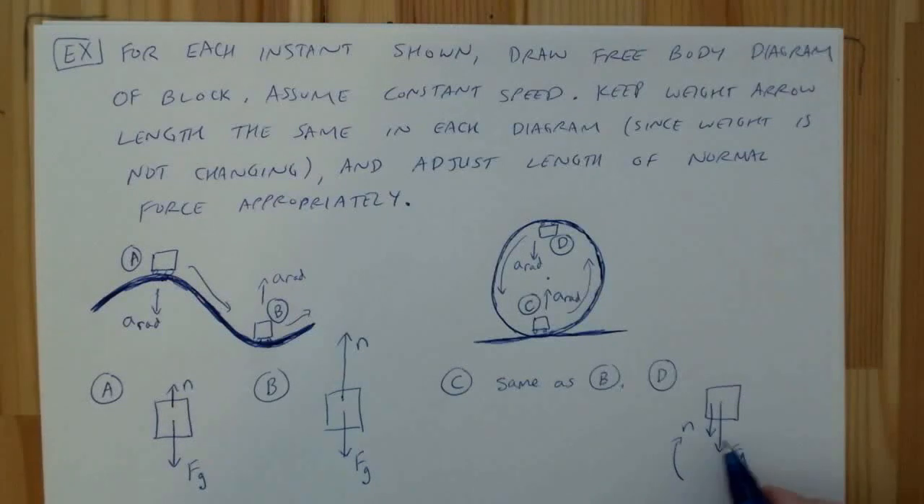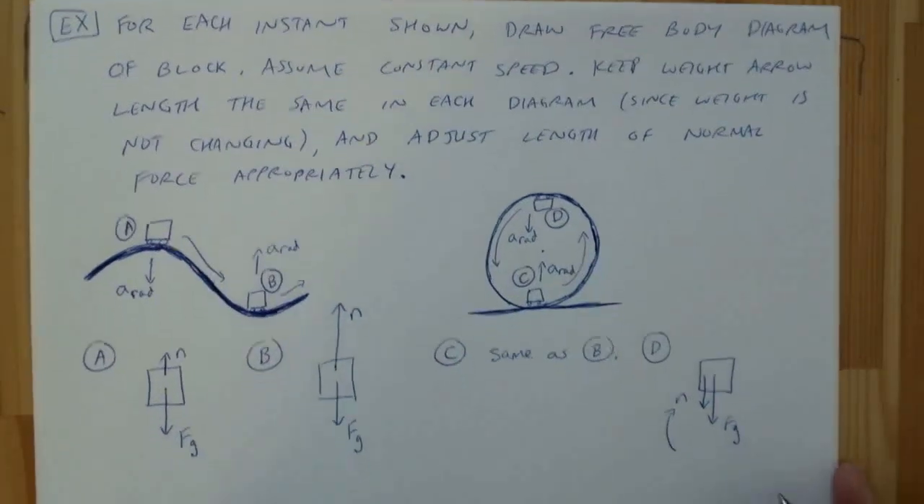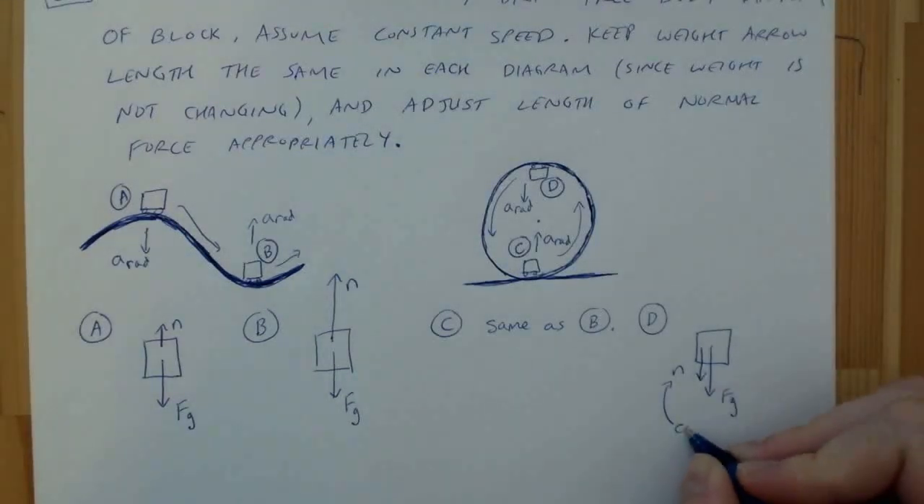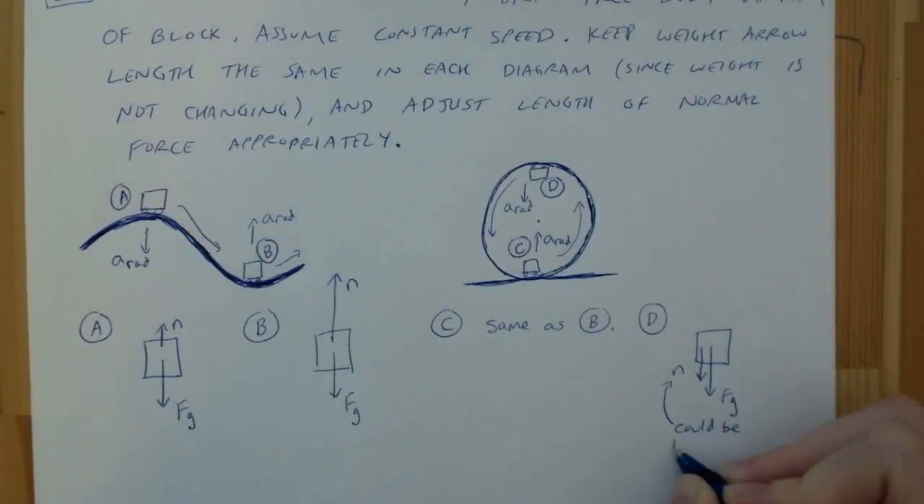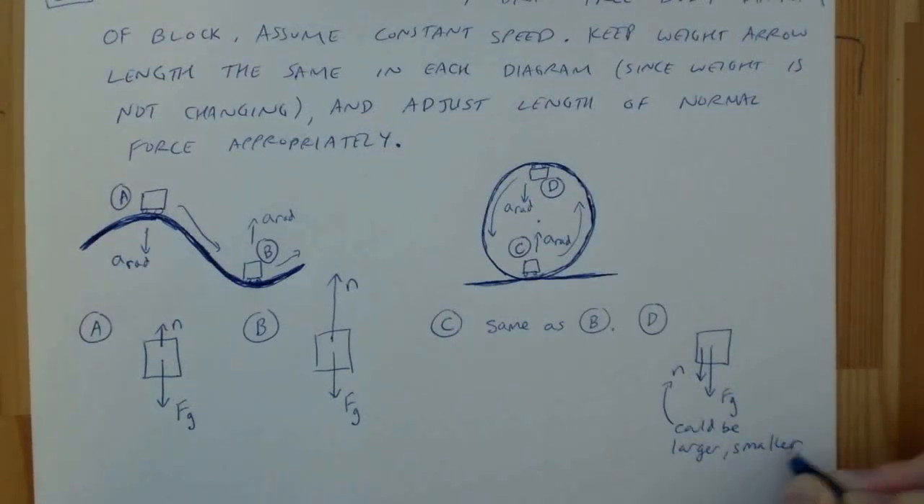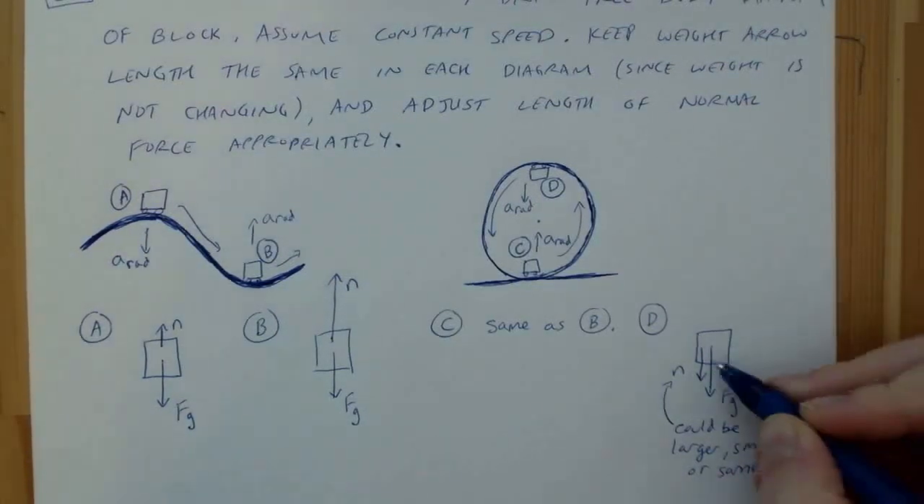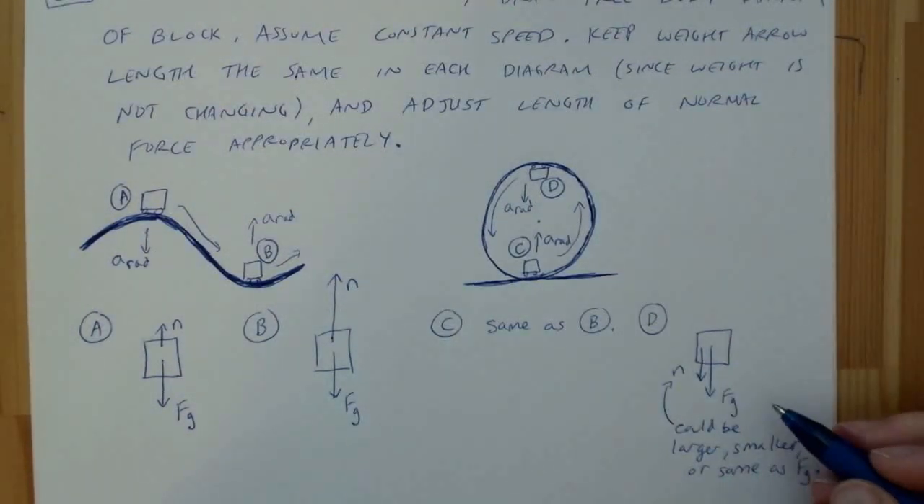But in this case, we actually can't decide how it compares to the weight. So the normal force in this situation could be larger, smaller, or even the same as the weight. It really depends on the speed and the magnitude of that centripetal acceleration.